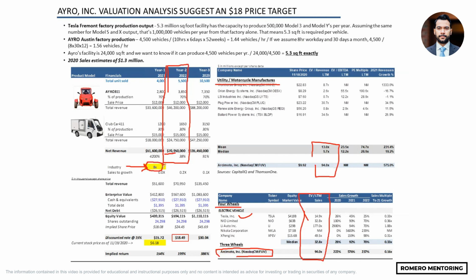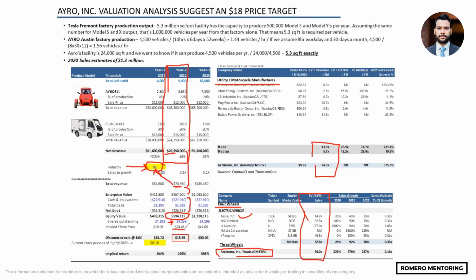So if you take the 8 times and multiply it by their revenue, right here, this is now in thousands, so 70.9 million times 8 gives us an implied enterprise value of 567 million. We adjust for total debt and their net debt, extrapolate that to arrive at equity value, divide your equity value by your shares outstanding, and you get an implied share price of $24.45.